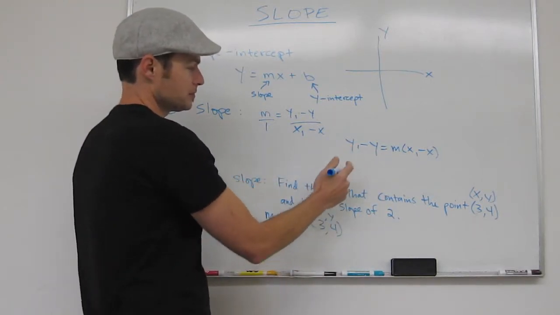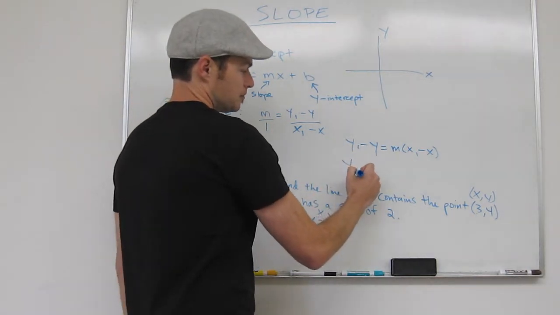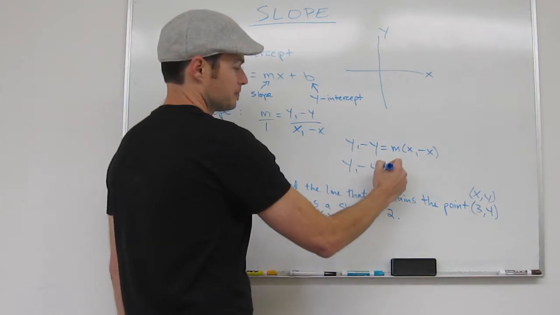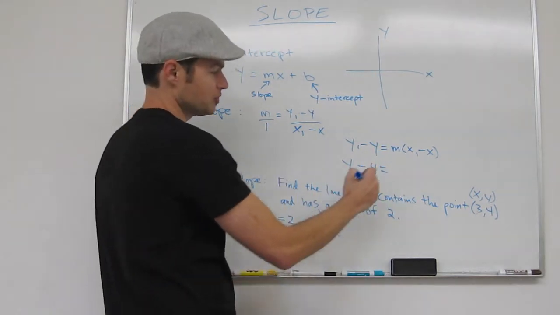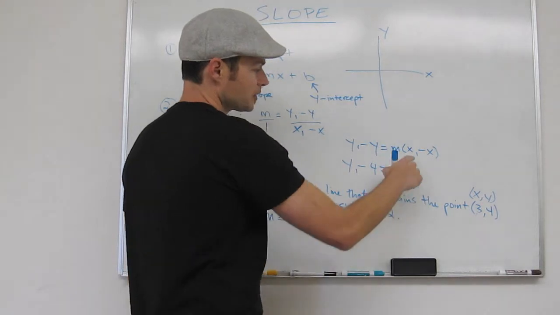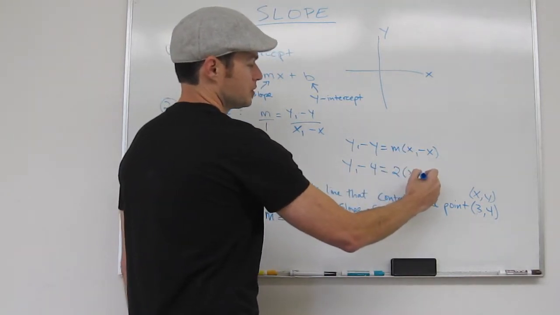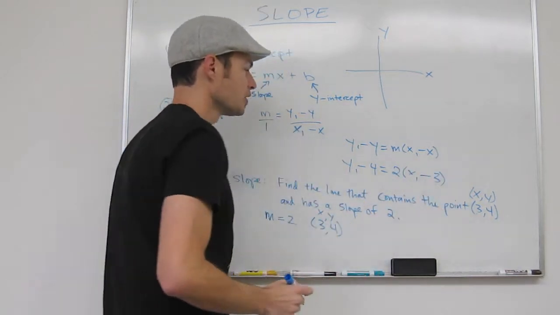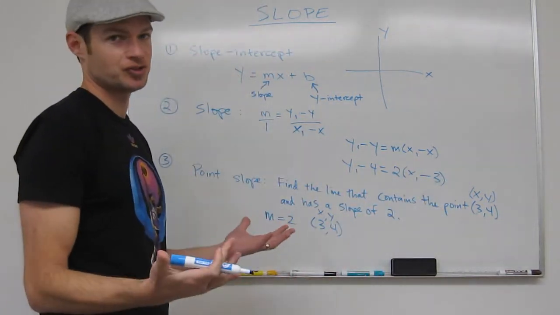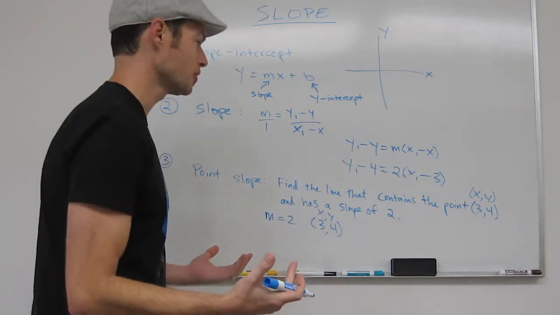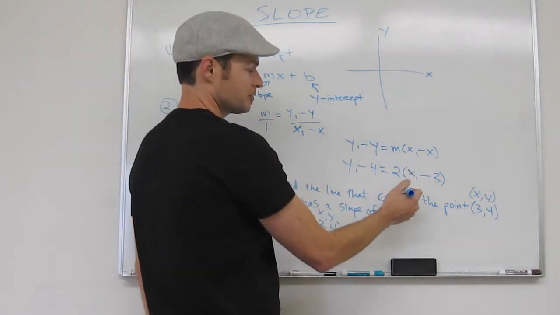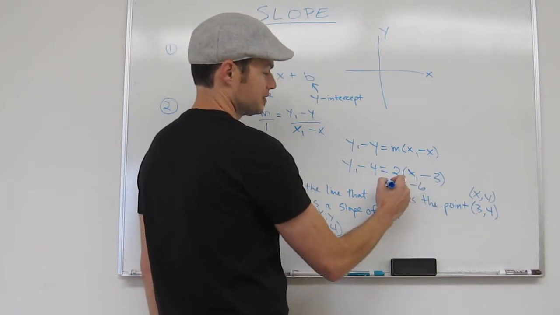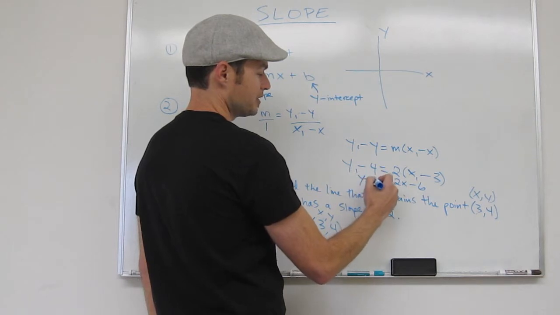So our y1, we're just going to write y. And then our y coordinate is 4, so we put a 4 there. What's our m? Our m is 2. Our x1 we leave, and our x comes from here, which is 3. Now once we have that, we can solve it just using algebra techniques that we may have learned before. So 2 times x would be 2x, and then 2 times negative 3 is minus 6. And then this is going to be equal to y minus 4.